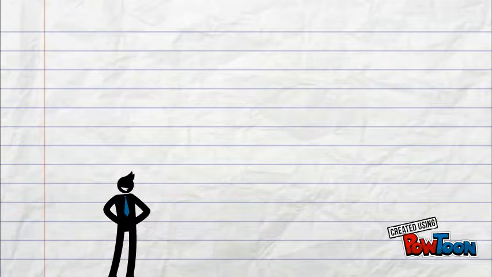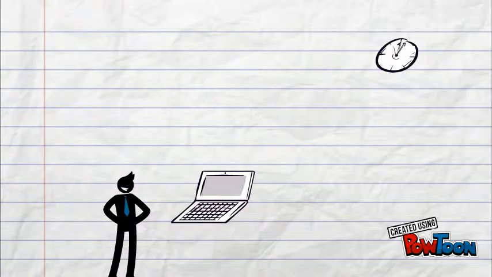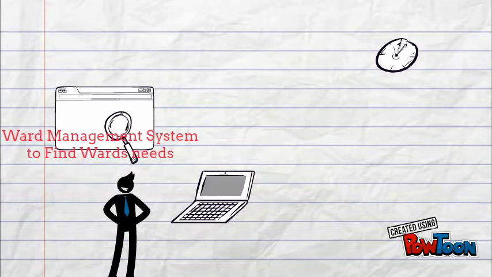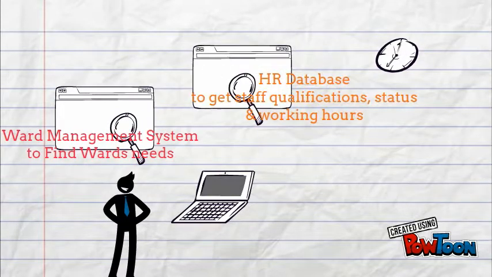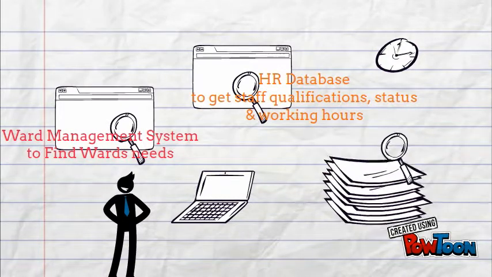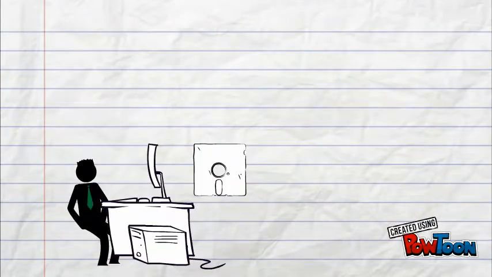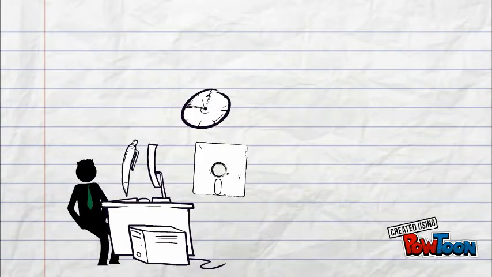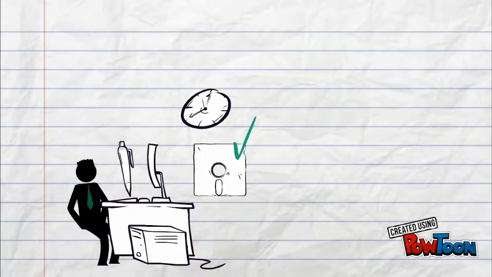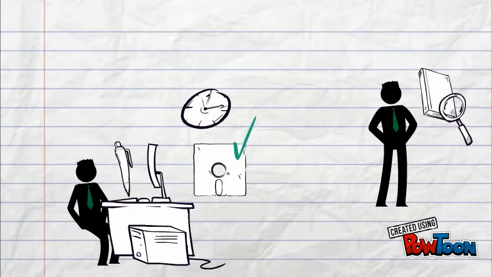It's 9 a.m. and John needs to start creating the roster for this month. To do so, first he needs to gather lots of information, including the ward's needs and requirements, staff qualifications and working hours. He also needs to consider staff shift requests which have been submitted on lots of papers. Once John has gathered all the information that he needs for creating the roster template, he needs to sit and fill the roster manually. When finished, he needs to review the roster before publishing.